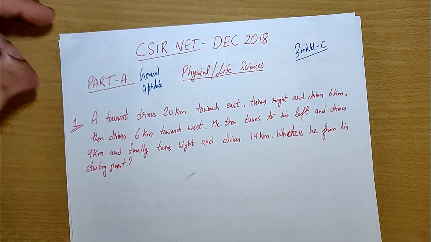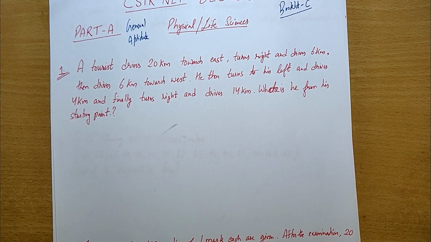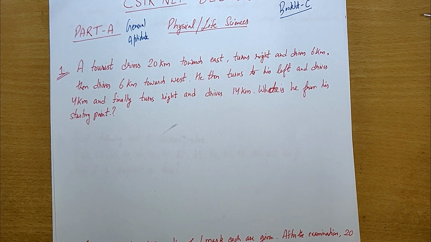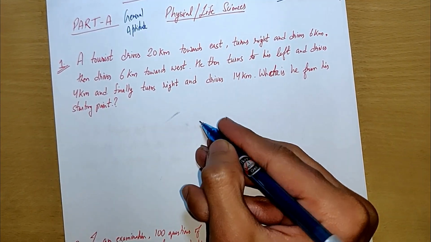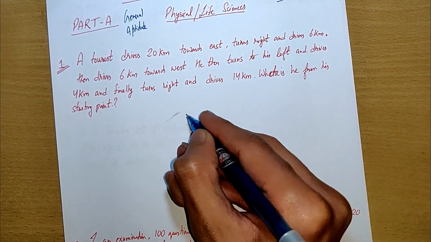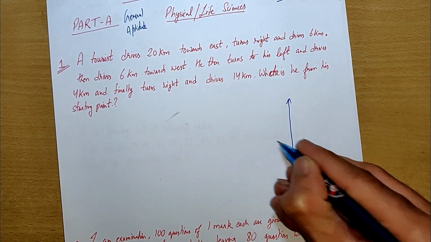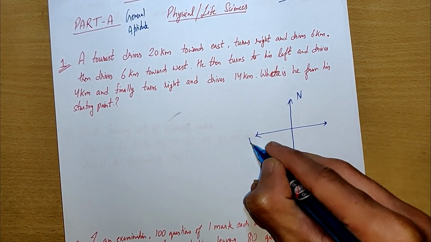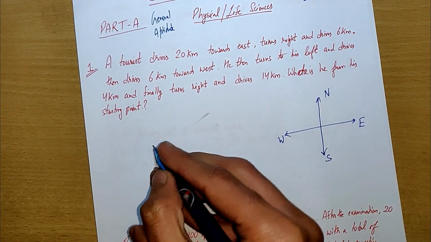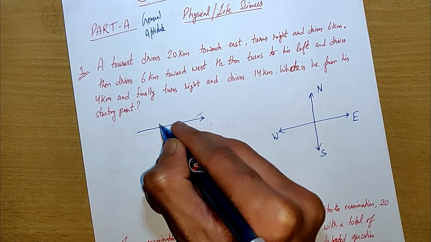So the first question is: a tourist drives 20 km towards east, turns right and drives 6 km, then drives 6 km towards west. So we can solve it. Now we can draw the diagram of how it's going. So first we draw the coordinates. This is north, south, west, east. So he drives 20 kilometers towards east.